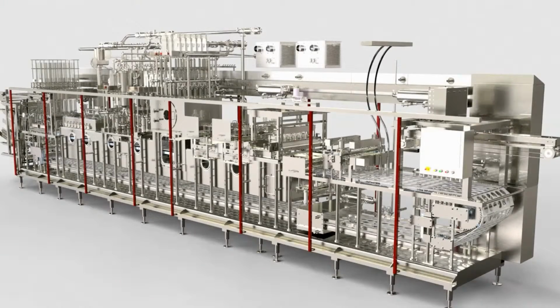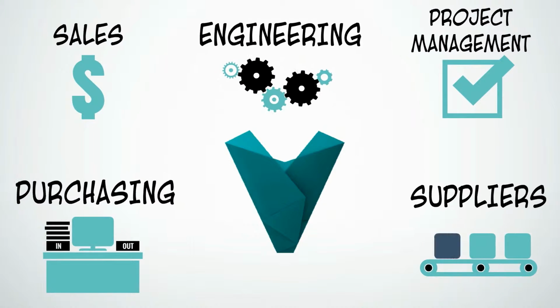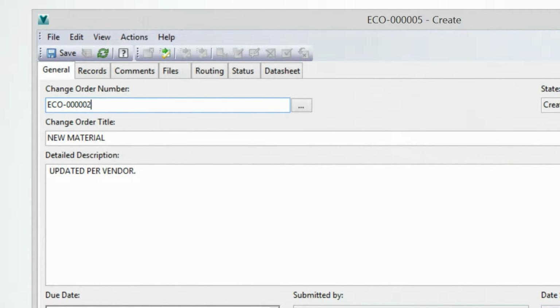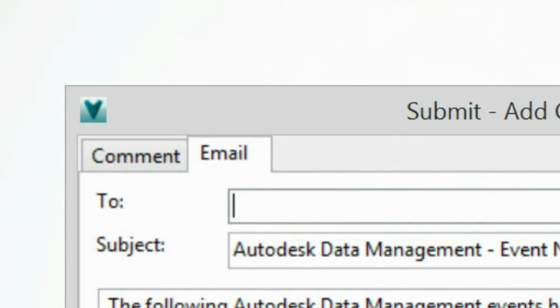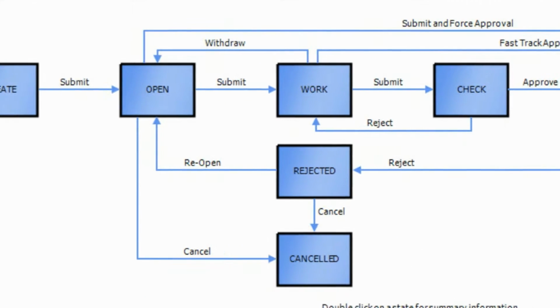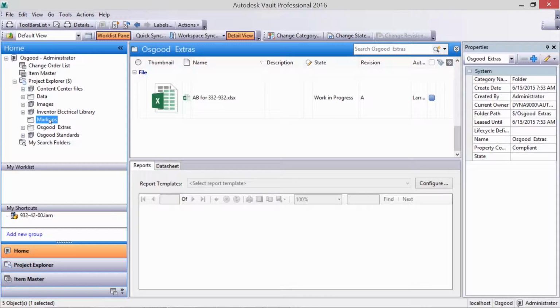Osgood needs to be able to make changes to their designs quickly. They must also track those changes and ensure the proper approval from the necessary groups within the company. Engineering change orders can be used to track modifications and to notify stakeholders. It provides a custom approval process along with an auditable trail of changes being made.